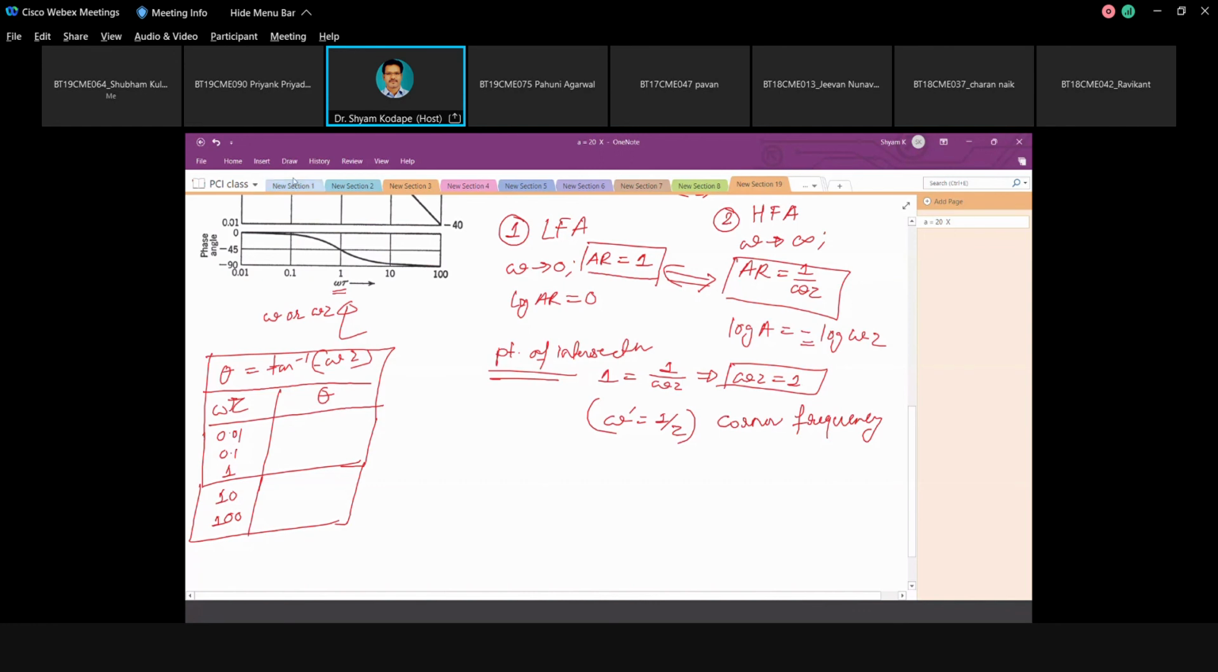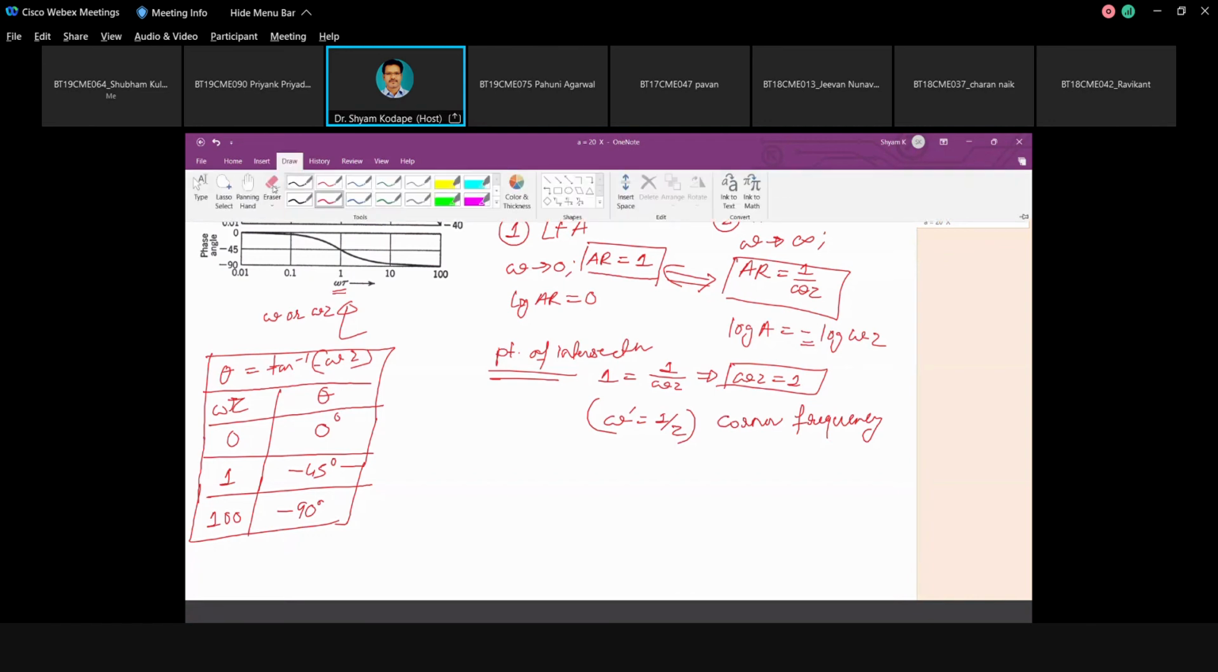Okay, so in general we can say that in this fashion you can calculate. So I can write here what it is at 0, at 1 and at 100. In general I am taking 3 values. When omega tau is equal to 0, it is 0. When it is 1, it comes out to minus 45. And when it is 100, it comes out to be minus 90. So similarly, we can draw the graph of theta also.